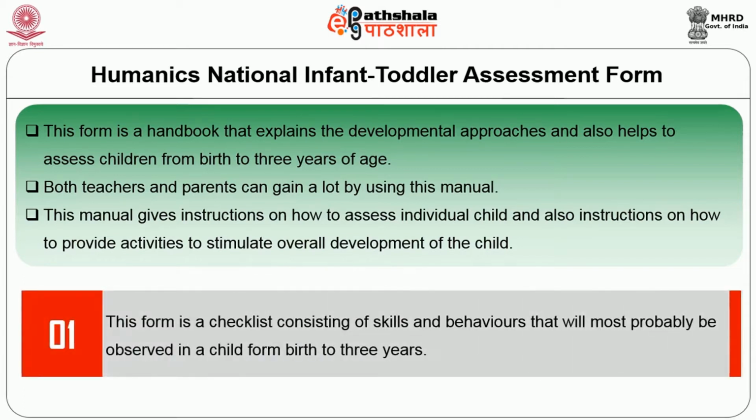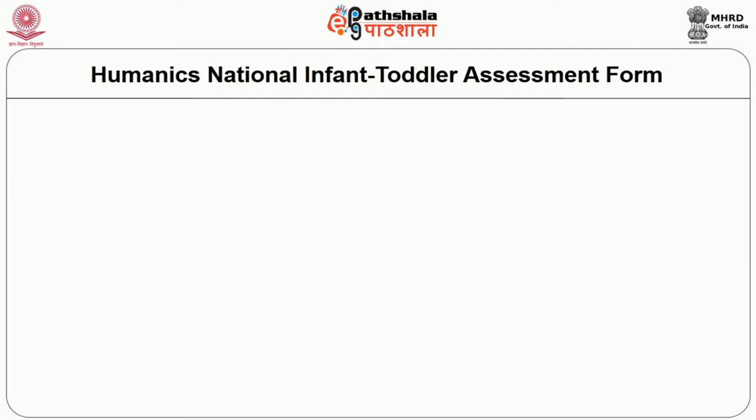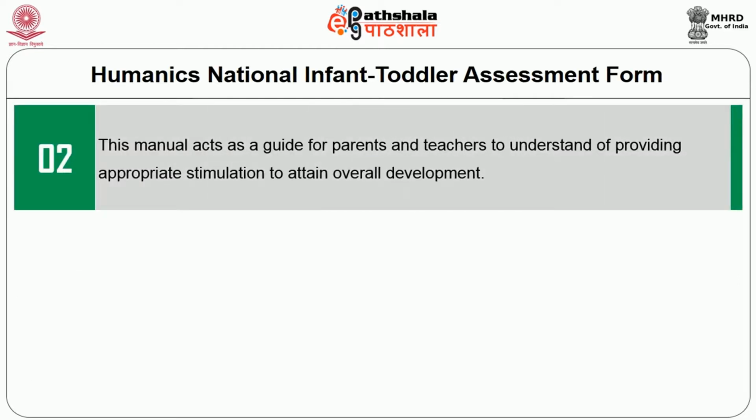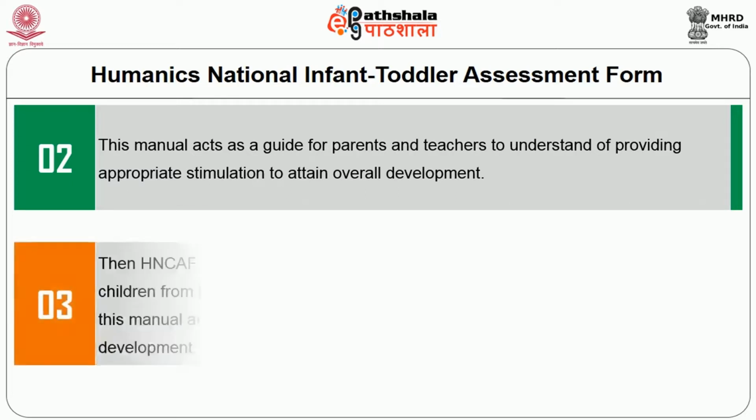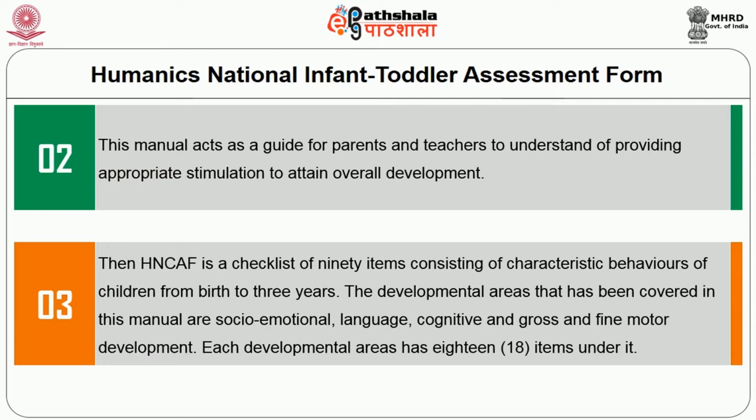This form is a checklist consisting of skills and behaviors that will most probably be observed in a child from birth to 3 years. This manual acts as a guide for parents and teachers to understand how to provide appropriate stimulation to attain overall development. The HNCAF is a checklist of 90 items consisting of characteristic behaviors of children from birth to 3 years. The developmental areas covered in this manual are socio-emotional, language, cognitive, gross and fine motor development.